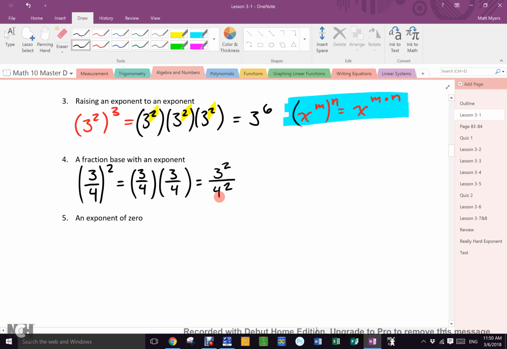So, what did we notice about the exponent? That's one way to say it. I like to say it as the exponent goes to everything. So x over y to the m is x^m over y^m. And that's that law.